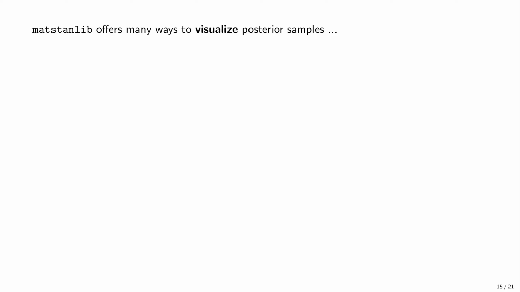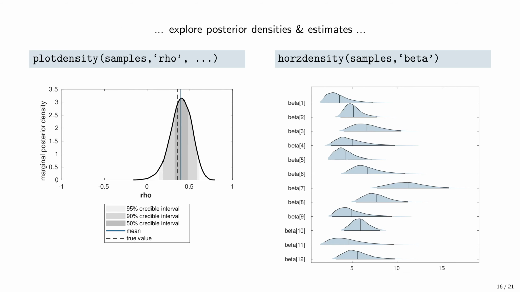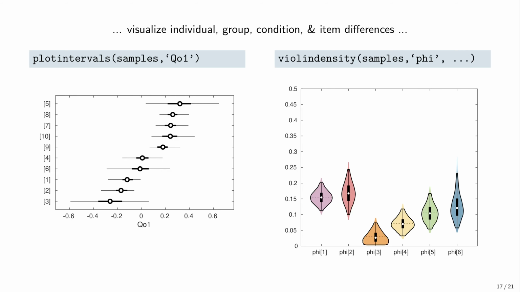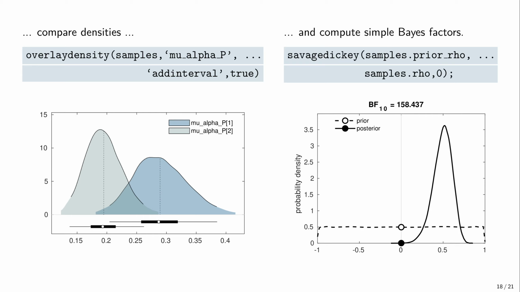Moving beyond diagnostics, you can also use matstanlib to visualize your posterior samples. You can visualize bivariate densities to notice funnels, correlated parameters. You can explore posterior densities and estimates at varying levels of depth. You can visualize individual, group, etc. differences. And all of these plots are highly customizable so that they can be publication ready. You can also compare densities and even compute simple Bayes factors.